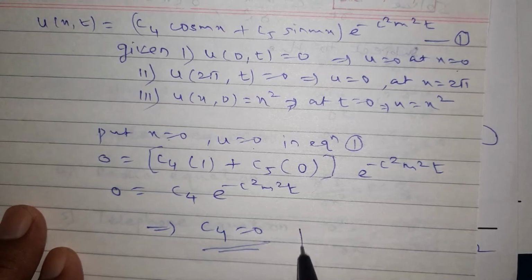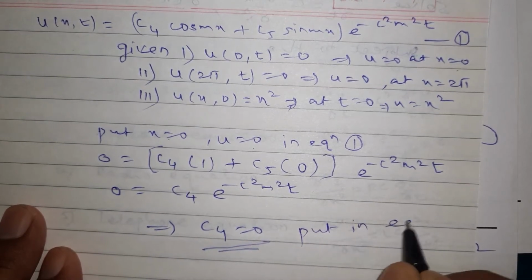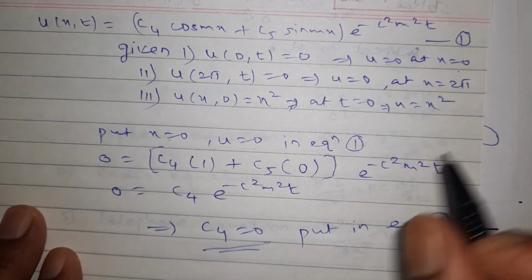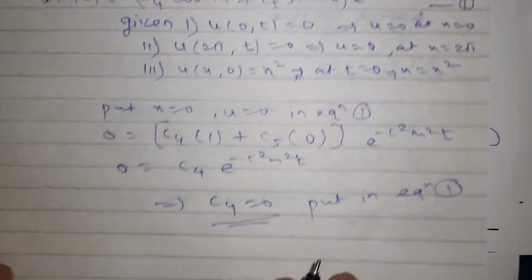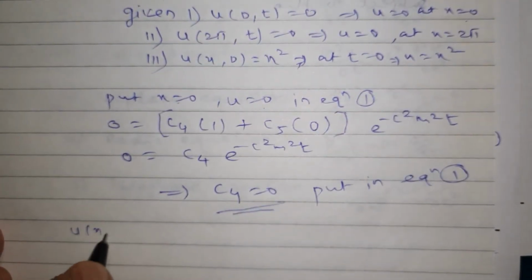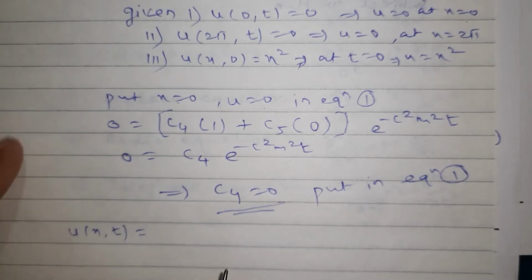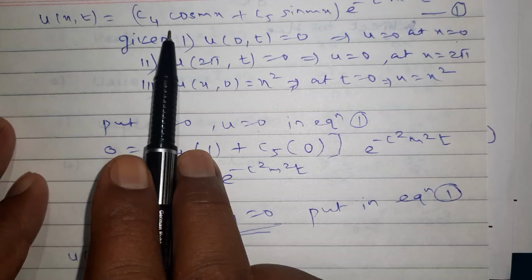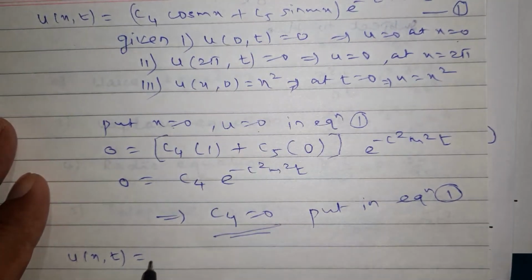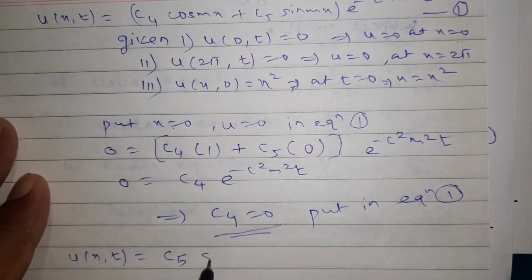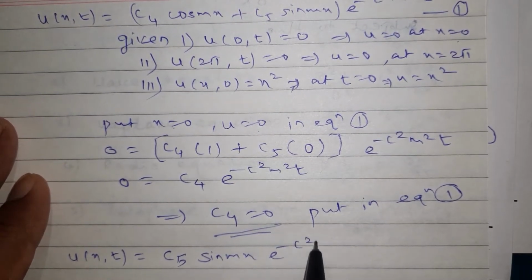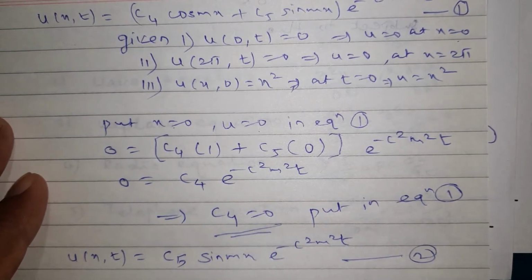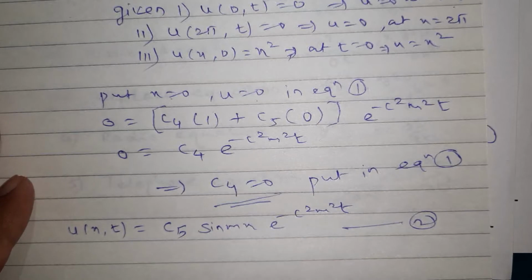Now substitute in equation 1, and you will get equation 2. Therefore, u(x,t) equals, here C4 is 0, so what remains? C5 sin mx e^(-c²m²t) as it is. This is my second equation. Understood this?